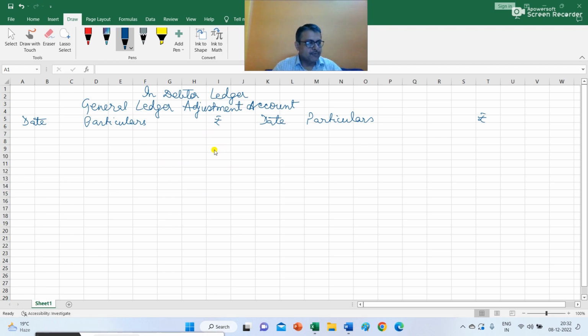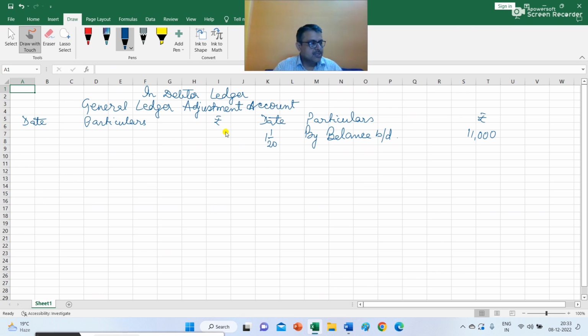First I have to post the opening balance of debtors. So here I write on 1st January 2020, by balance b/d, and the opening amount is 11,000. Next, it is given that the provision for doubtful debt is 2,000. This transaction is not to be recorded as it has no place in the debtors ledger.